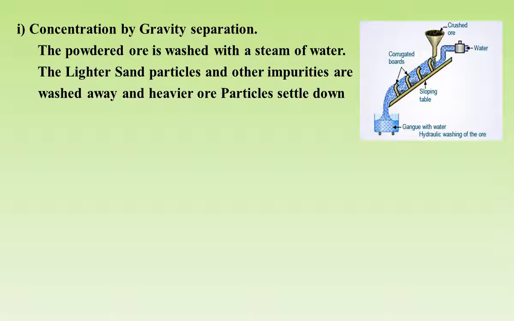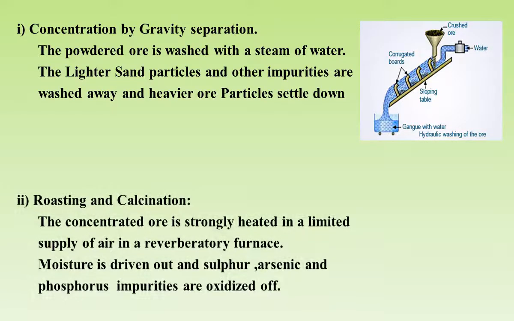In the gravity separation method, the powdered ore is washed with a stream of water. If you wash the ore with a stream of water, the lighter sand particles and other impurities are washed away by the water and the heavier particles settle down. So finally we get the heavier particles of the ore by concentration by gravity separation. And the next process is roasting and calcination.